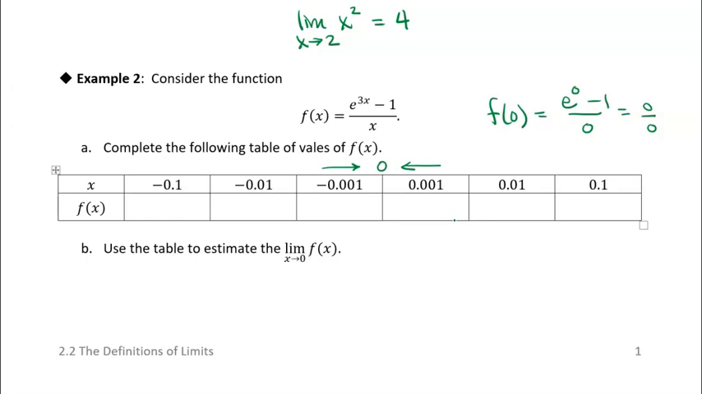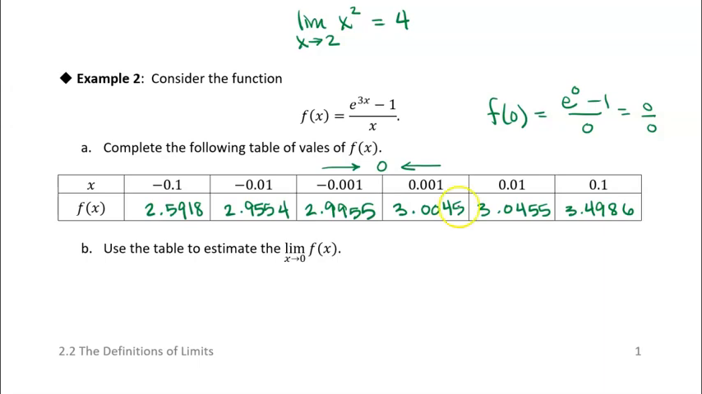So let's first of all take these numbers that are given and plug them into f of x. I've gone ahead and done those calculations offline. I've just put these values of x into our f of x and calculated these values. Now, based on what I'm seeing, these numbers seem to be getting closer and closer to 3. So I would estimate that the limit as x approaches 0 of e to the 3x minus 1 over x is equal to 3.